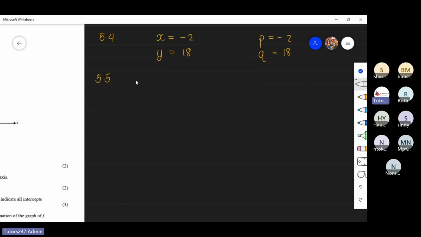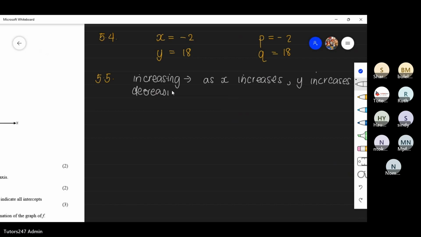Something quickly to take note of is that when a function is increasing, it means as x increases, the value of y also increases. So both x and y need to increase. And when a function is decreasing, it means that as x increases, y decreases.